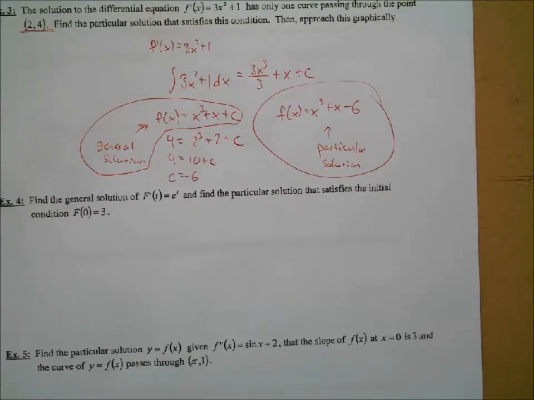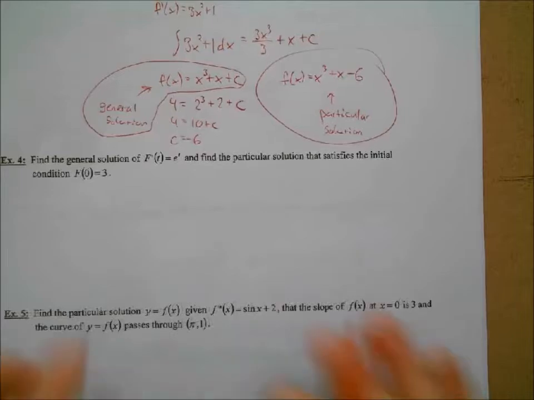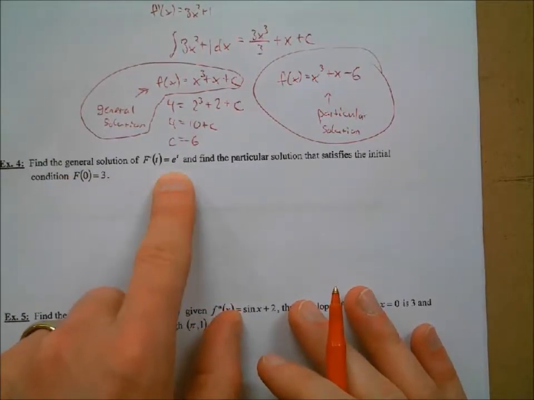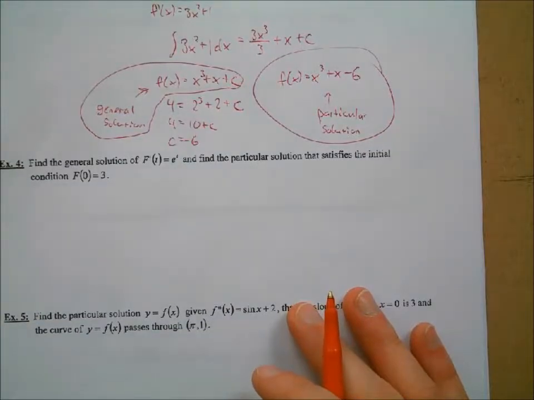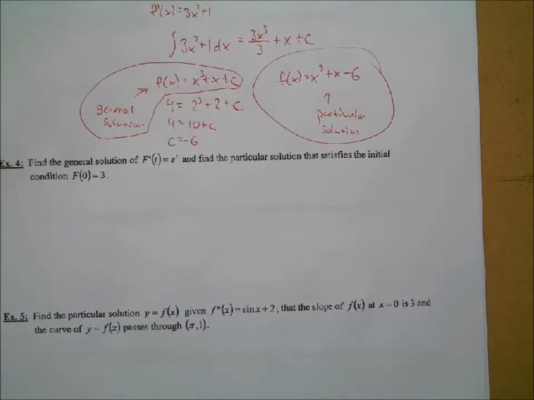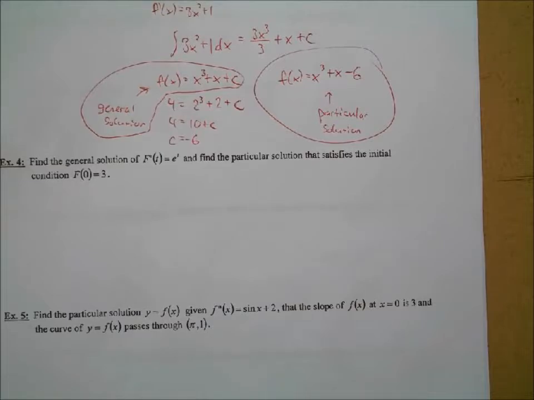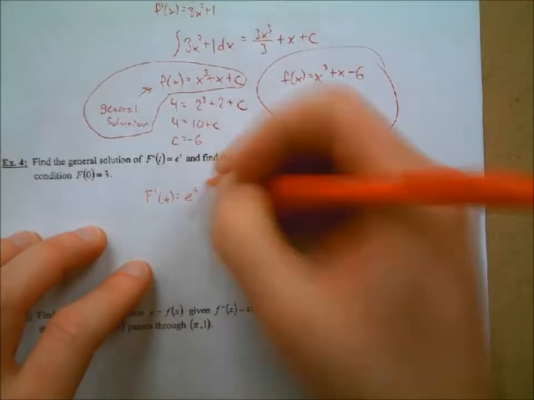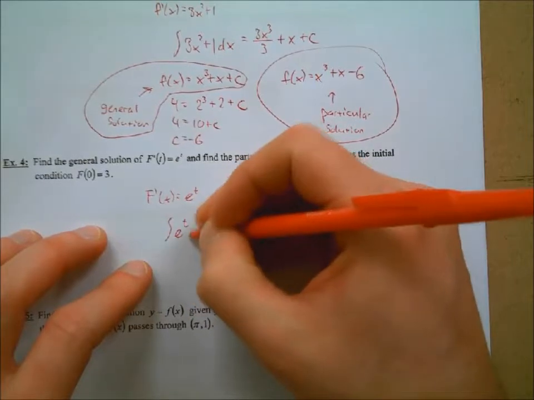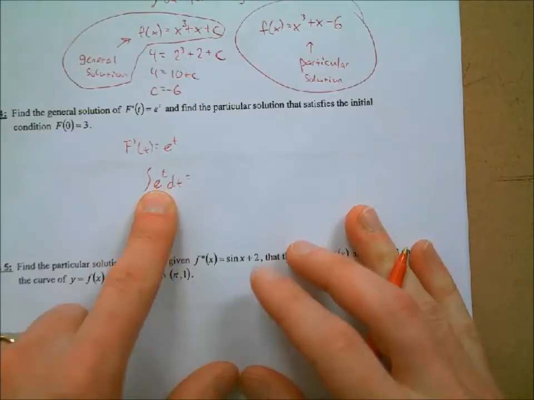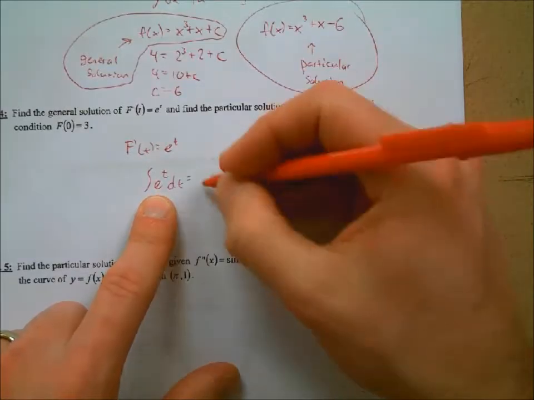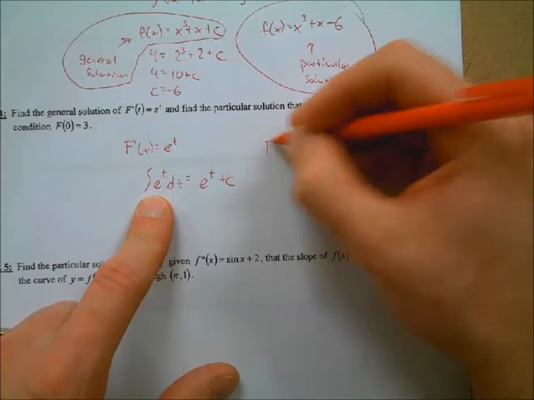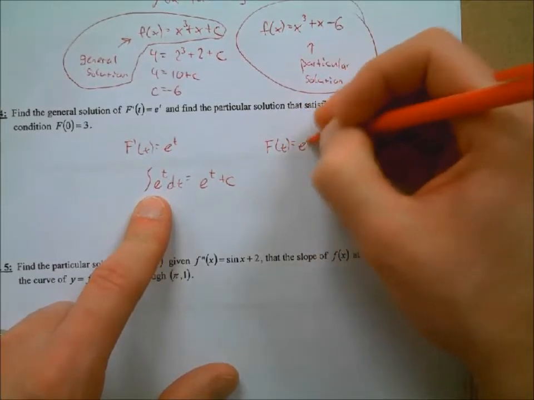Let's do another one. We want to find the general solution of f prime of t equals e to the t for that differential equation. And we want to find the particular solution then that satisfies the initial condition, f of 0 equals 3. So we'll integrate here. f prime of t is equal to e to the t. So the integral of e to the t dt. What's the integral of e to the t? e to the t plus c. It's like a little poem or something like that. So we get f of t equals e to the t plus c.